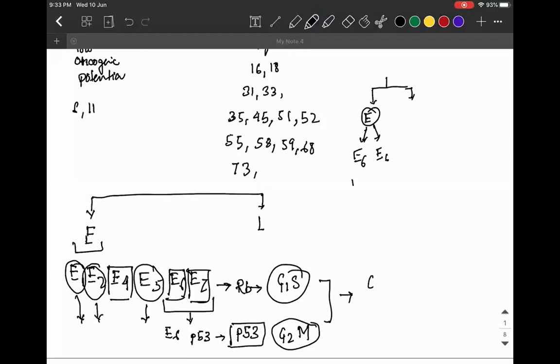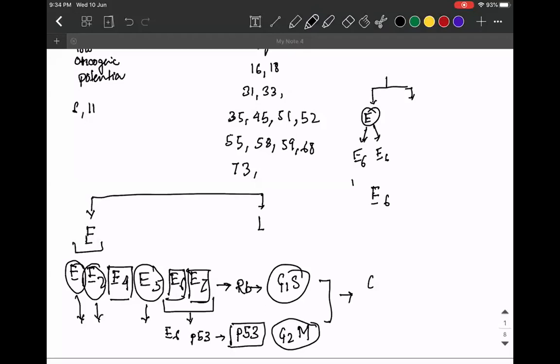So E6 forms a bond with E3 ubiquitin ligase, and it attaches with the P53 and destroys the P53 by doing proteolysis, right? So once the proteolysis of P53 happens, now P53 regulates the G2M checkpoint. We know that P53 and RB are the policemen of a cell cycle, right? So the G2M checkpoint is gone.